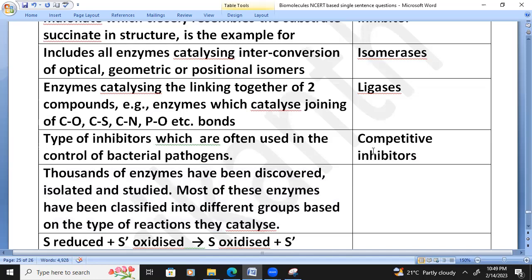Thousands of enzymes have been discovered, isolated, and studied. Most of these enzymes have been classified into different groups based on the type of reactions they catalyze.